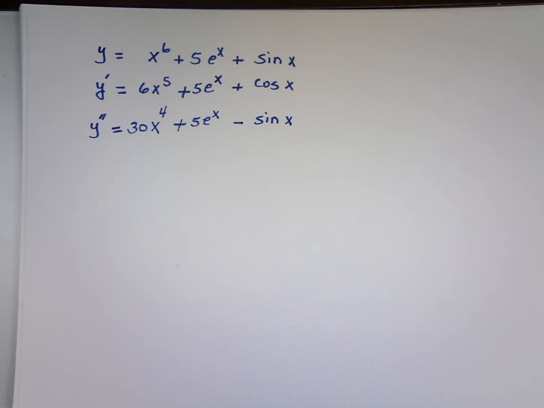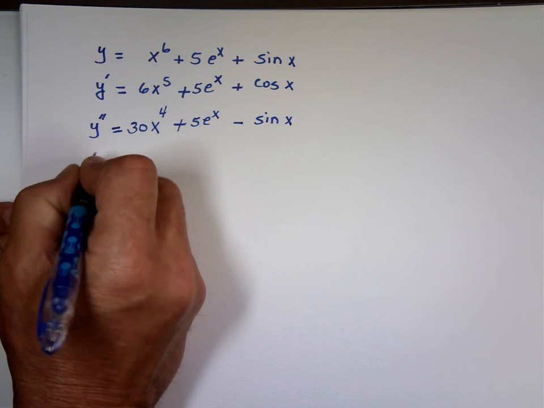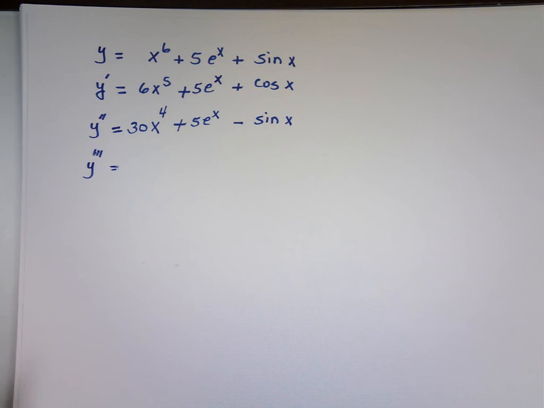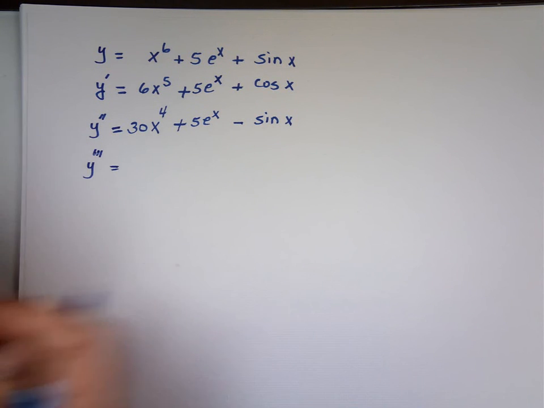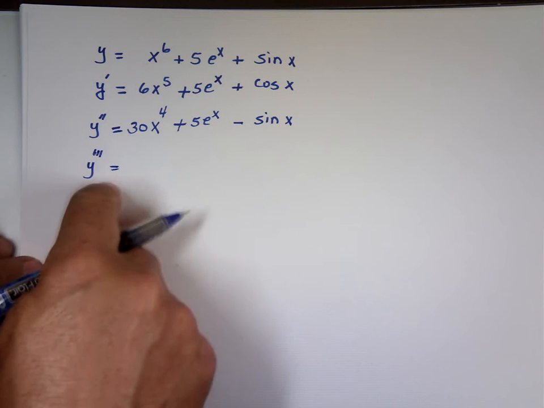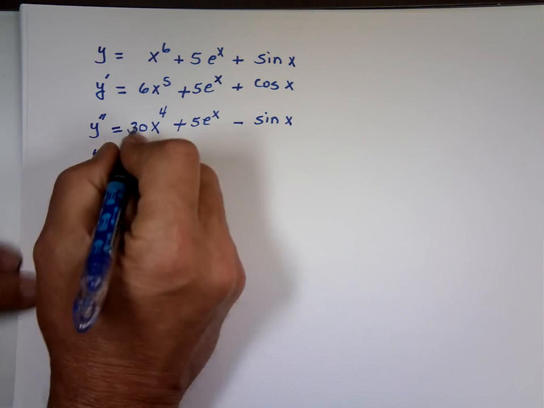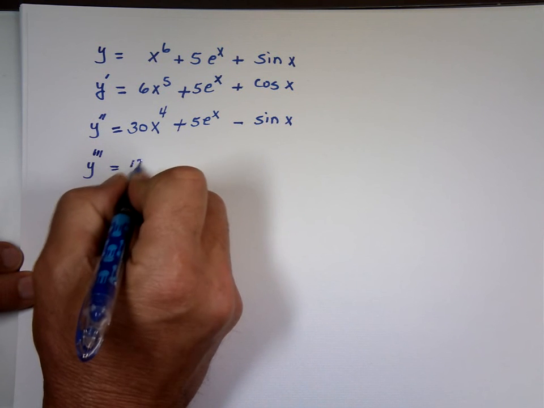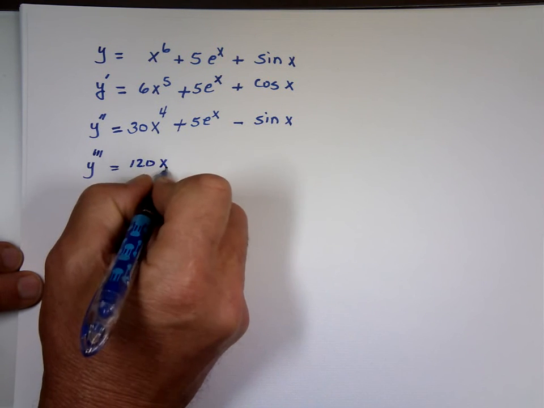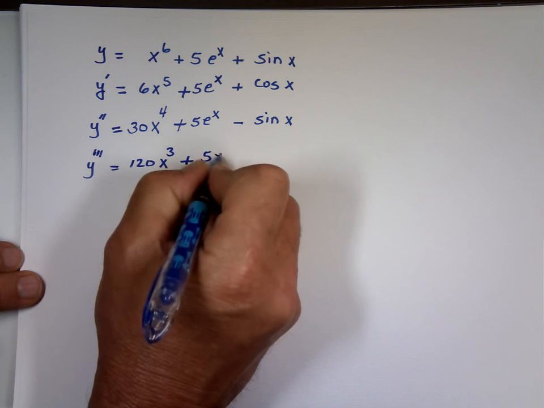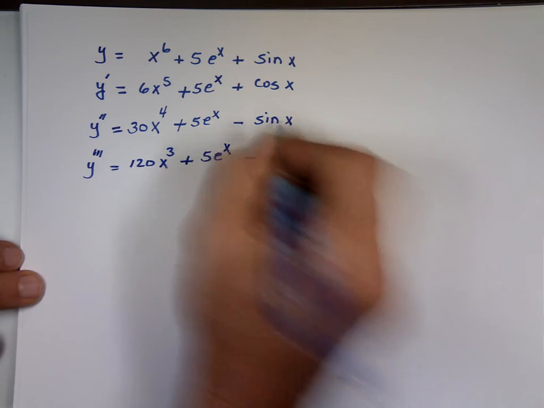If I ask for the third derivative, that's the derivative of the second derivative, the derivative of this one. 30 times 4, 120x to what power? 3. 5e to the x. What's the derivative of sine of x? Cosine x.